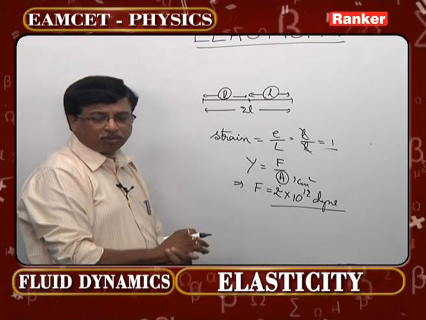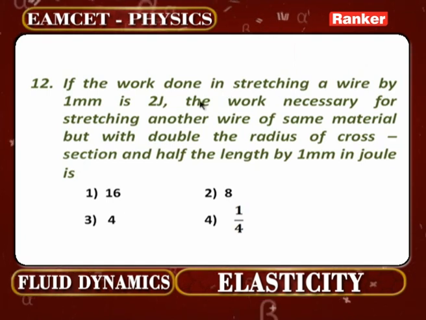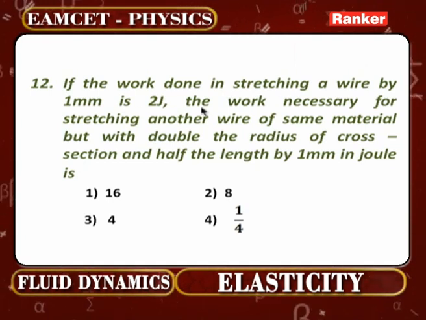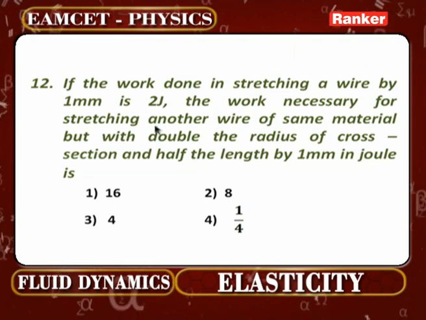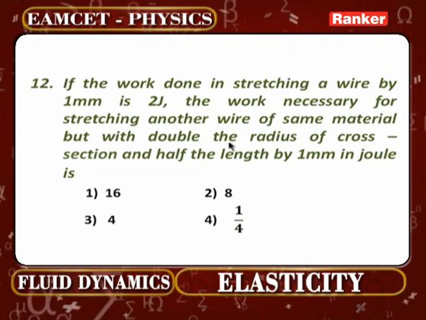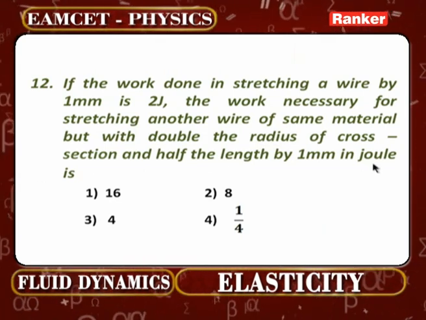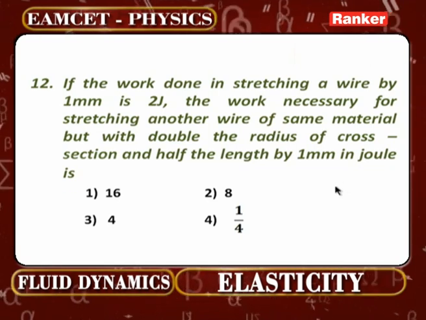Let us check the problem number 12 now. If the work done in stretching a wire by 1 millimeter is 2 joule, the work necessary for stretching another wire of same material but with double the radius of cross section and half the length by 1 millimeter in joule is how much? That is the concept.